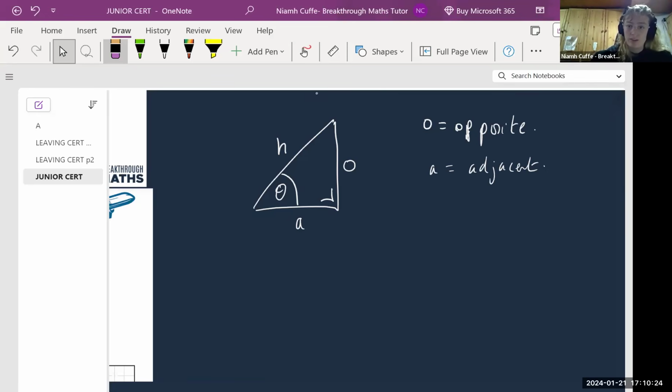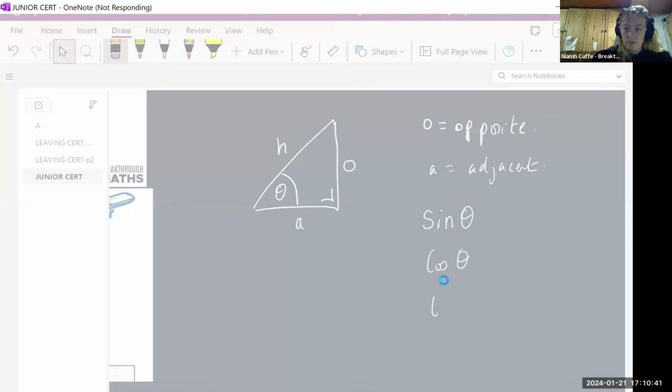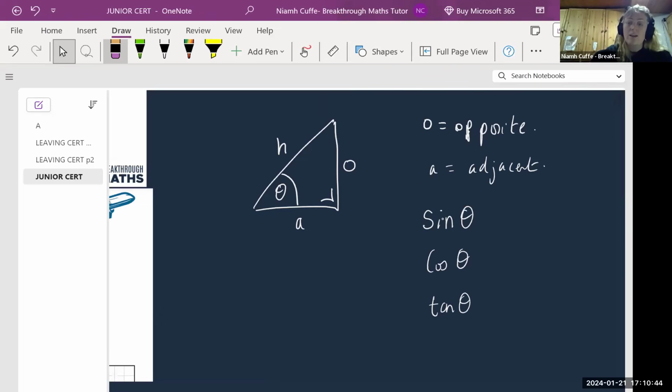Why am I bothering telling you about any of these? Well, if we know some of the sides or the angle, we can use our sine, cos, and tan to find these things. We've got sine theta, cos theta, tan theta. Sine of this angle theta is equal to opposite over hypotenuse. Cos of theta is equal to adjacent over hypotenuse. And tan of theta is equal to opposite over adjacent.